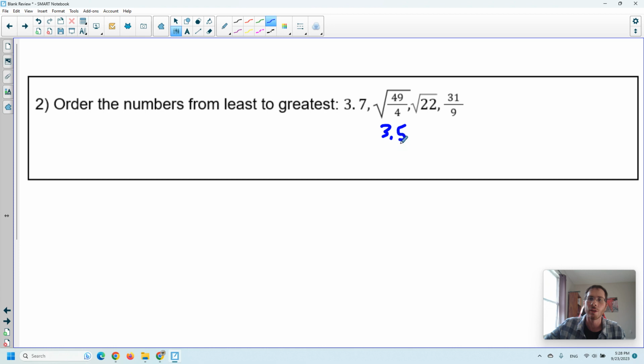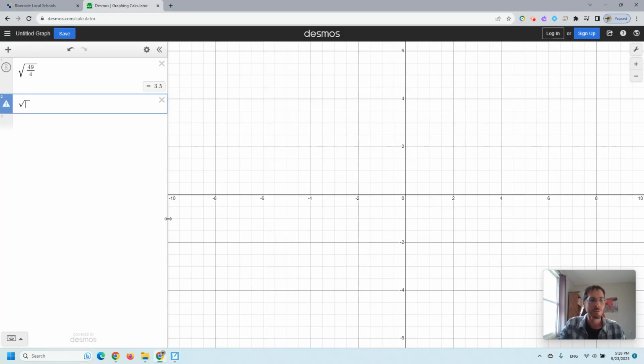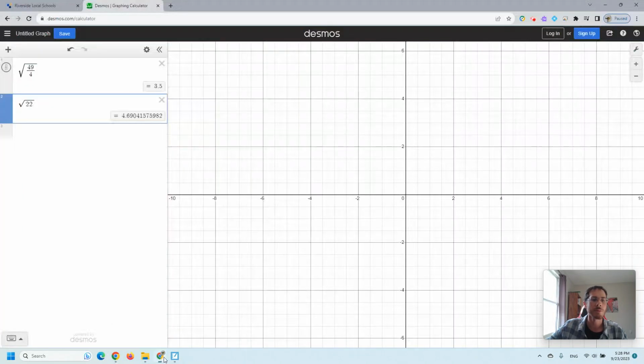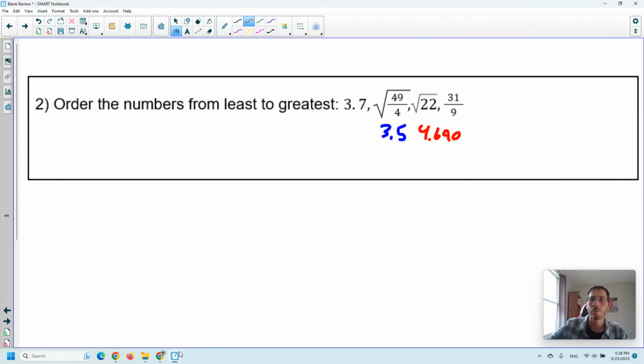3.7 is just 3.7, so I don't need to do anything. I didn't need to round. If I do need to round, I probably want to go out to about 3 decimals just to make sure. Radical 22 is up next. We get 4.690. And then the last one we have is 31 over 9. 31 divided by 9 is 3.444 repeating. Again, as a decimal approximation, I'm only going to go to 3 places, just like I did with this one.